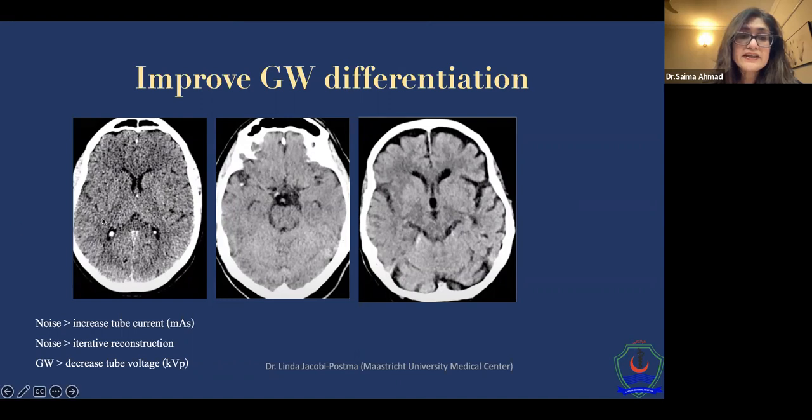You can see that the first image is very noisy, so it's very difficult. How can you improve the noise? You can improve the noise in multiple ways: by increasing the tube current, by lowering the kVp, or by post-processing, that is, by iterative reconstruction. So it is very important that you know how to work with your software.